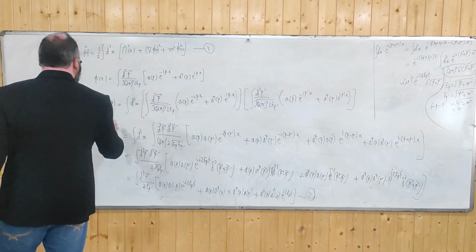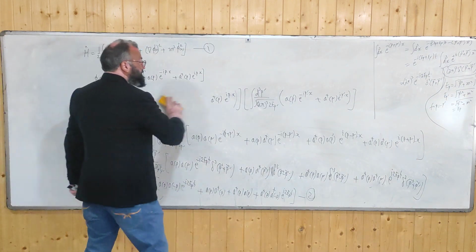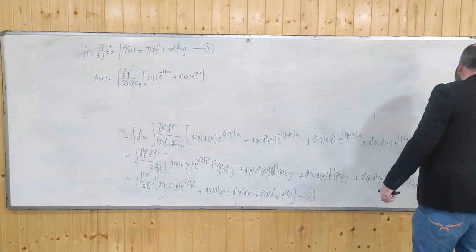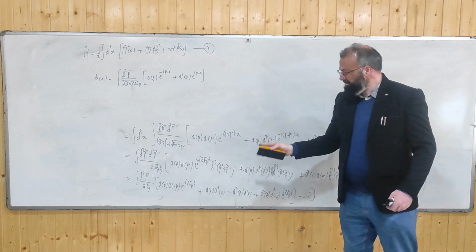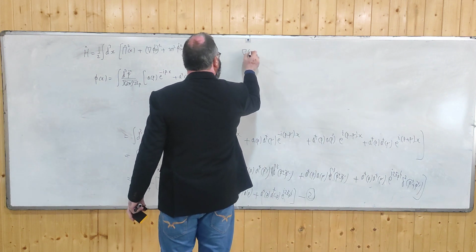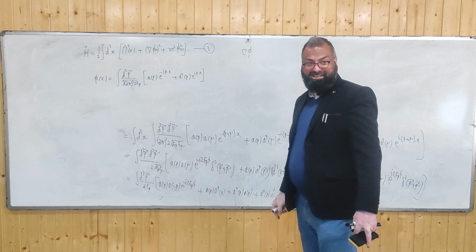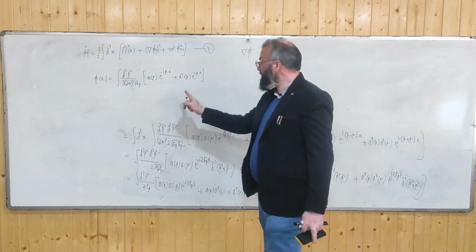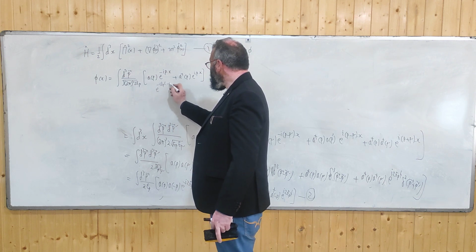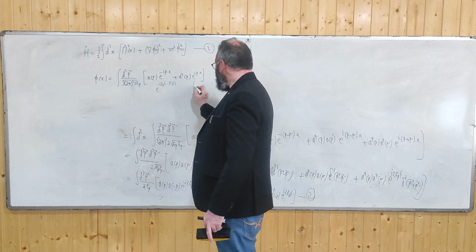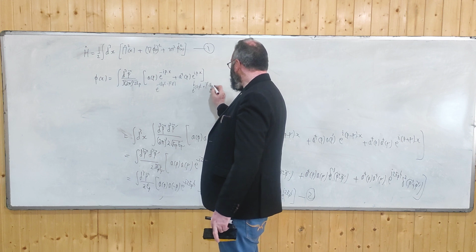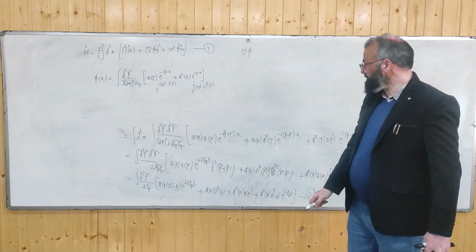Okay, so now let's calculate this delta phi. So what is delta phi? It means differentiation with respect to x. Clear? So what do you have here? Let's write it: e^(−i(E_p t − p·x)) and e^(i(E_p t − p·x)). Clear? So now let's take the differentiation with respect to x.